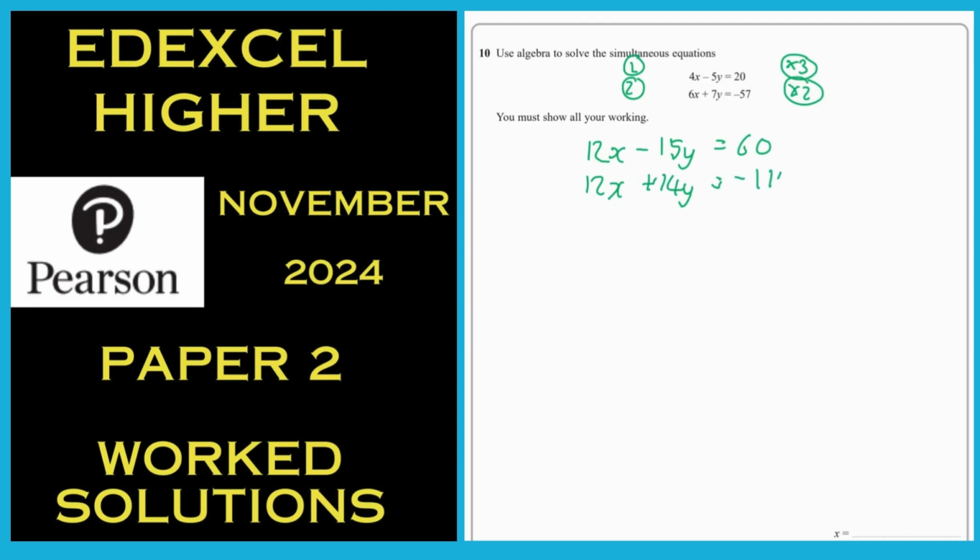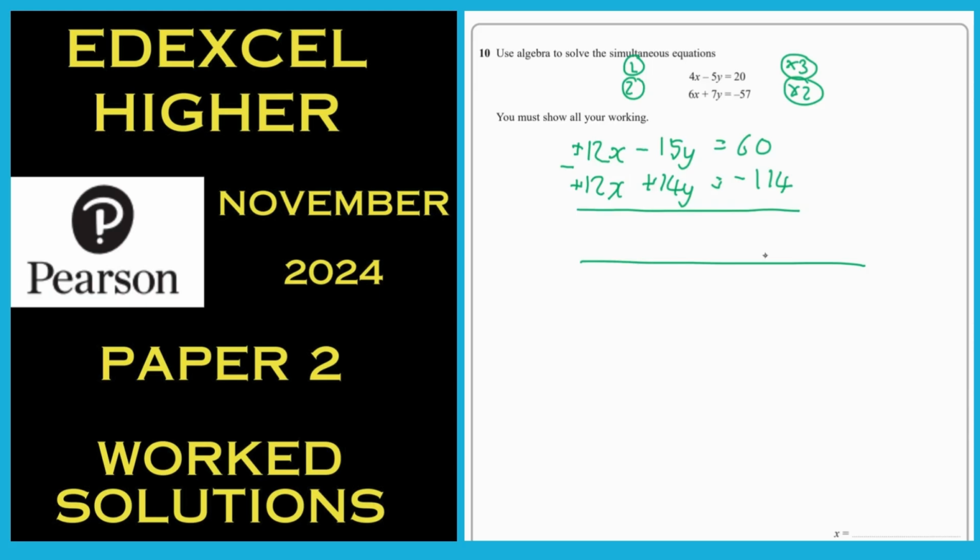negative 114. We're going to do a giant subtract. Top take away bottom, 12x. Why is it a subtract? Because that's a positive 12. That's a positive 12. And I'm sure your teachers have nagged you, same sign, subtract. That's why we subtract. X's, they cancel, they disappear.